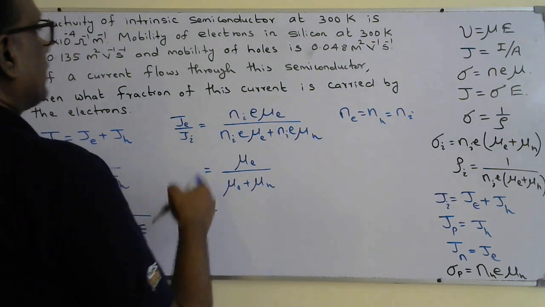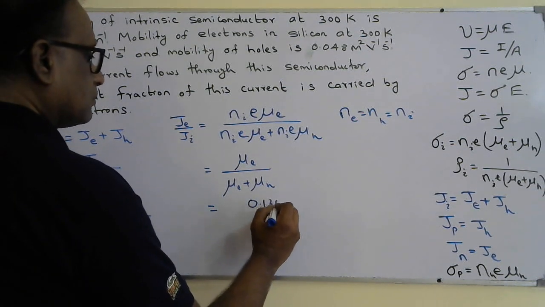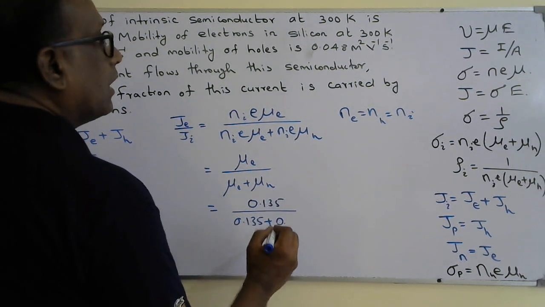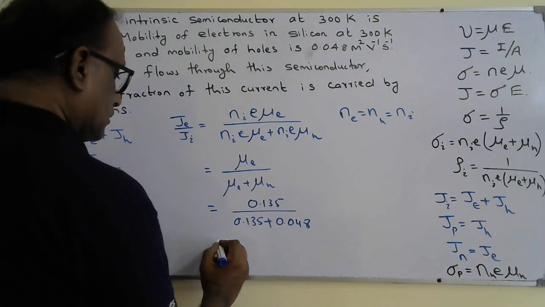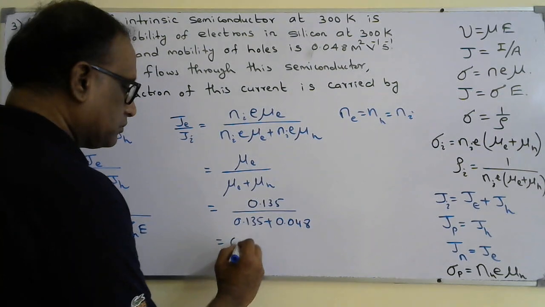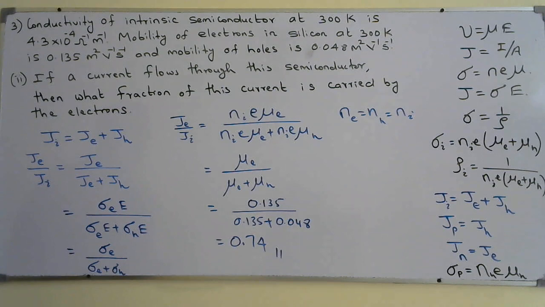So mu E, we know that the mobility of electrons is given by 0.135, over 0.135 plus 0.048. So the fraction, the final answer, will be 0.74. That's the answer. So in percentage, I can say 74 percent of the current flow in the intrinsic semiconductor is carried by the conduction electrons.